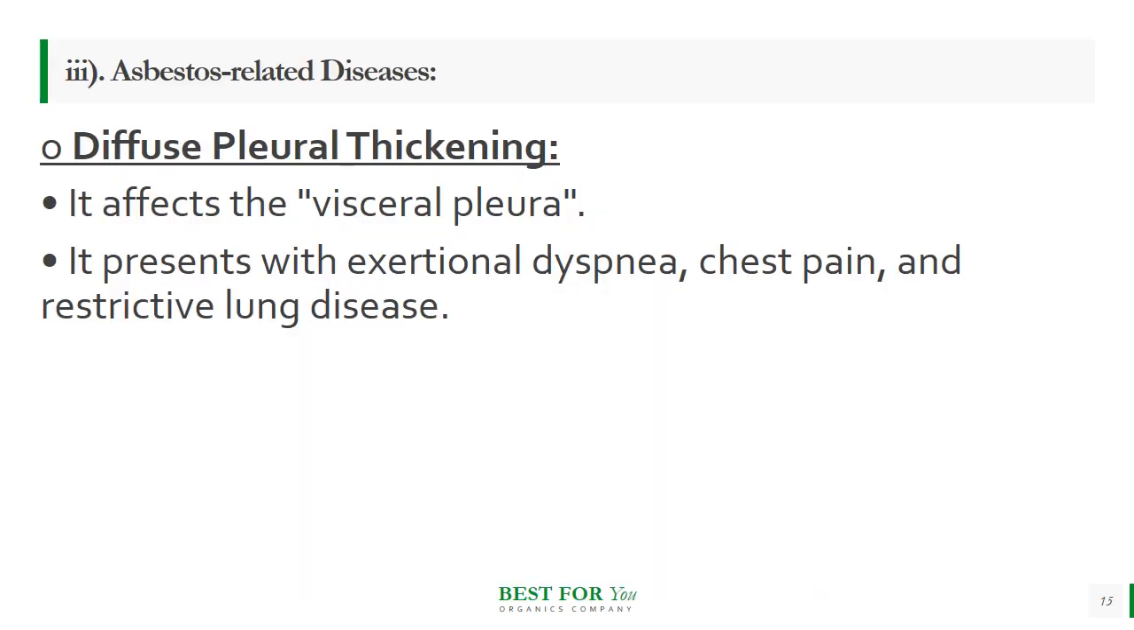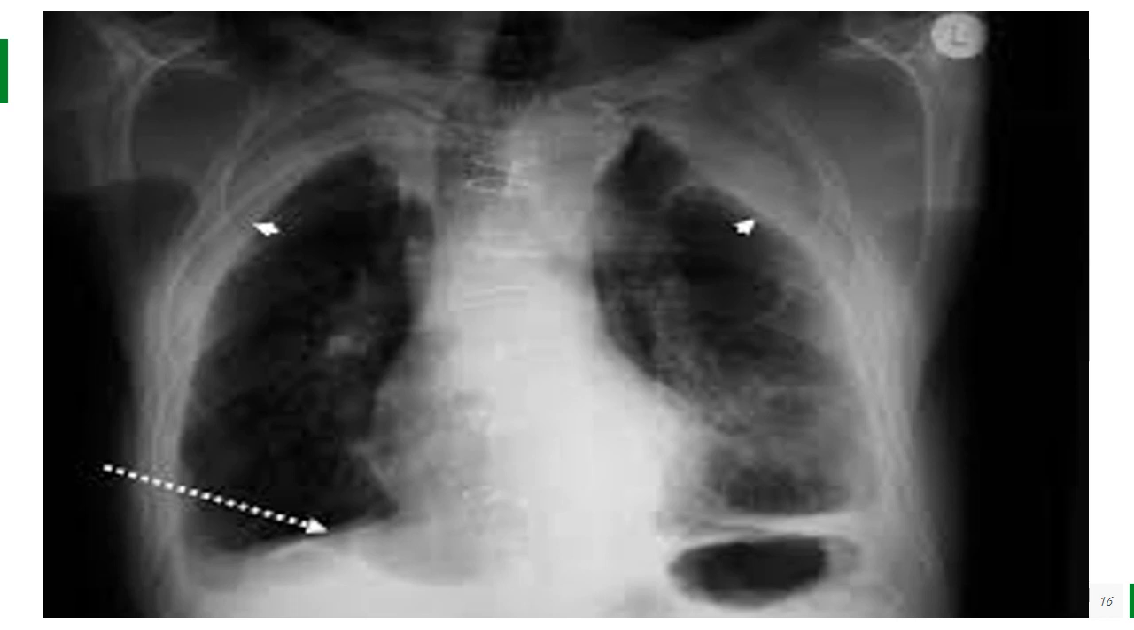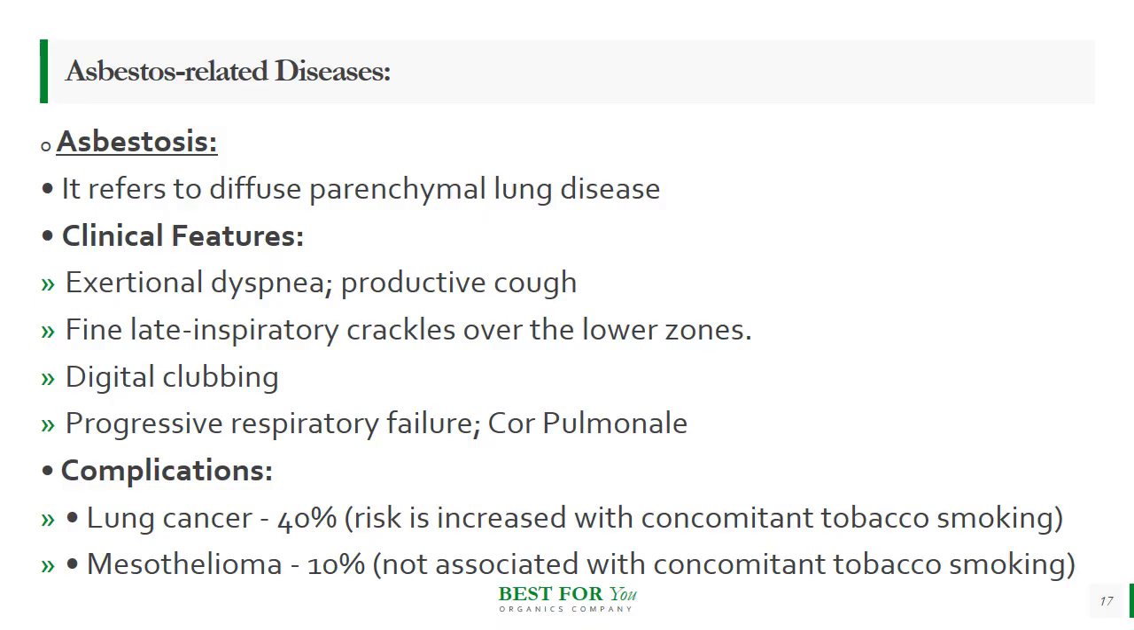Another asbestos-related disease is diffuse pleural thickening. So the first one was involving parietal pleura, and this one is involving visceral pleura, and it presents with exertional dyspnea, chest pain, and restrictive lung disease, because the visceral pleura is covering the organ. So it is thickening, and it will restrict the lung. In this slide, you can clearly appreciate the thickening of visceral pleura marked by the arrows.